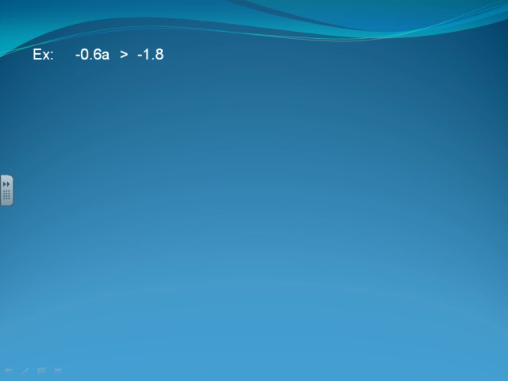All right, let's do this problem here. Negative 0.6a is greater than negative 1.8. Okay, at this point, if you would like to clear the decimals, you can. Notice that for both of these values, the decimal number extends to the 10th position.